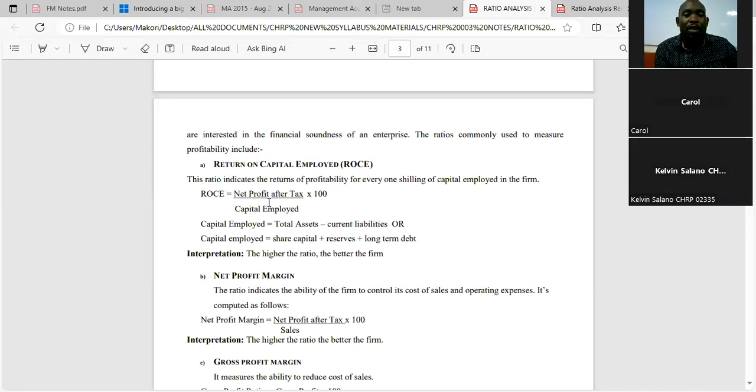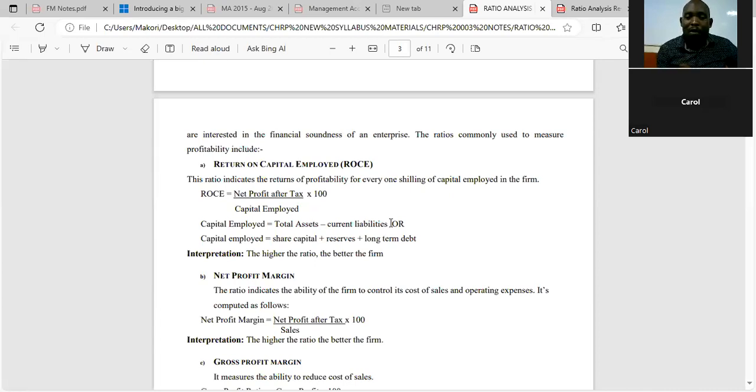How do you get these figures? Capital employed, you take the total assets, you minus the current liabilities. Remember, total assets is fixed assets plus current assets. The fixed assets plus current assets give you the total assets. Then you minus the current liabilities, and that gives you what we call the capital employed. Or the capital employed can also be the share capital plus the reserves plus the long-term debt.